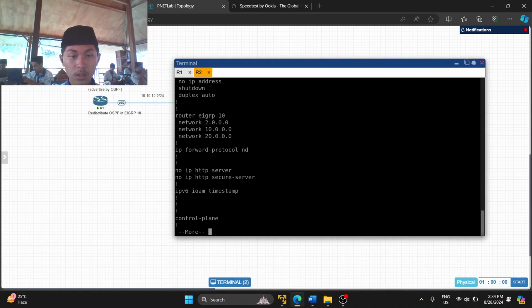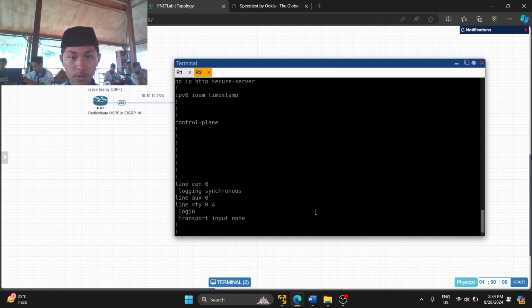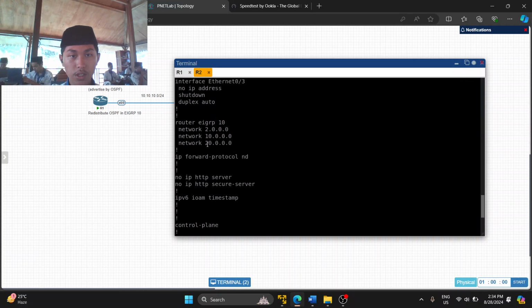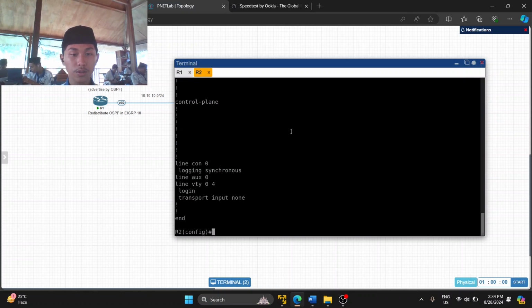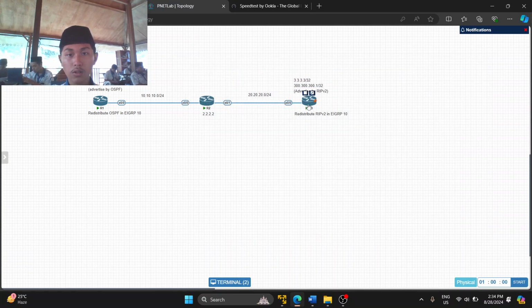Then here, as you can see, we only use one routing protocol, that is EIGRP. That is EIGRP 10 with the network IP loopback 2.2.2.2, and then network interface E0/0 10.10.10.2, and then interface E0/1 20.20.20.0. Okay, that's all. Let's move to router 3.